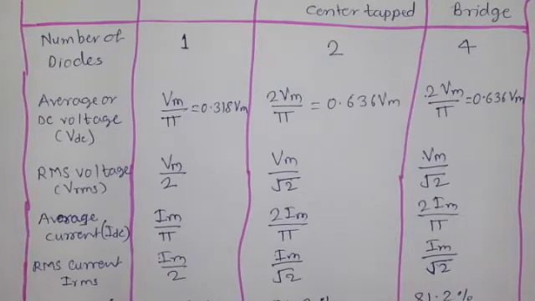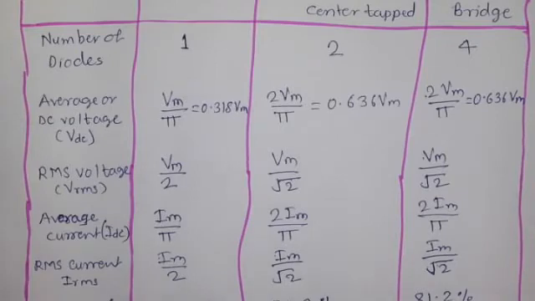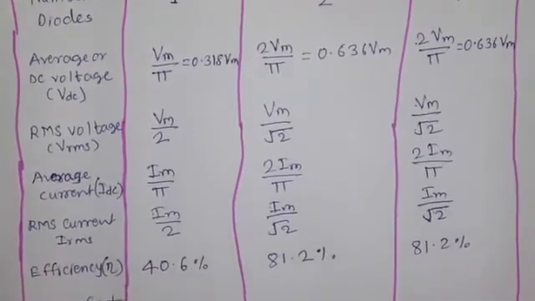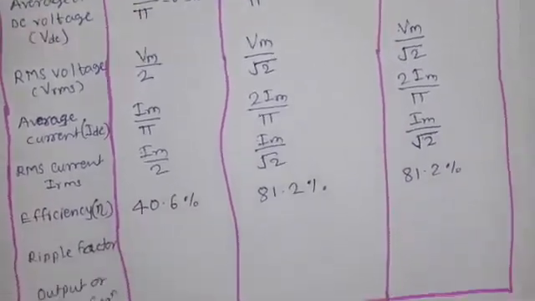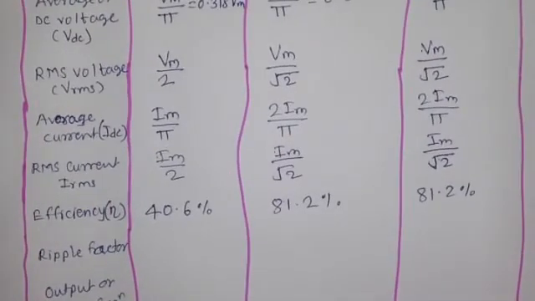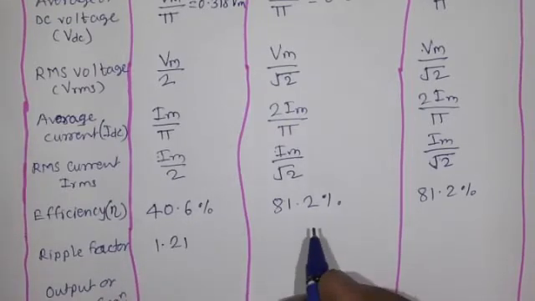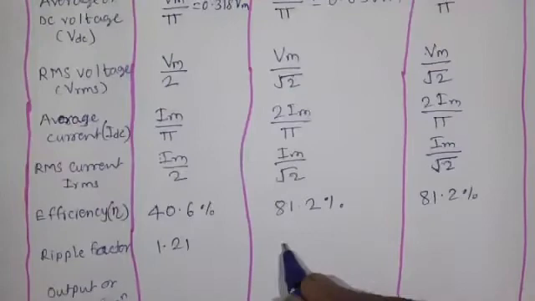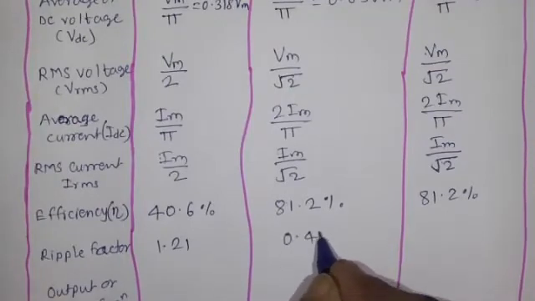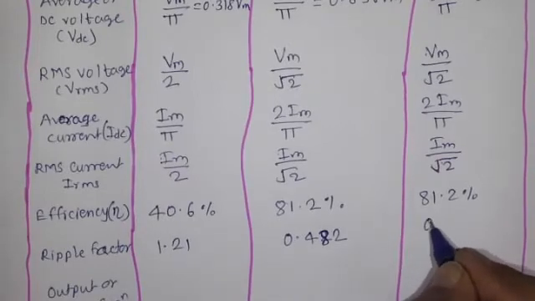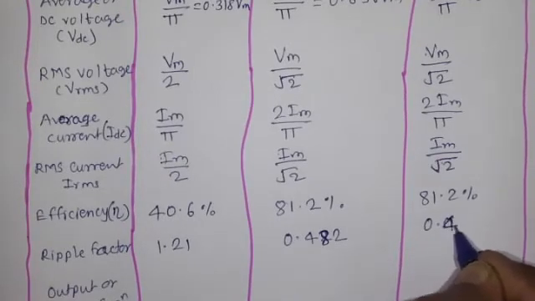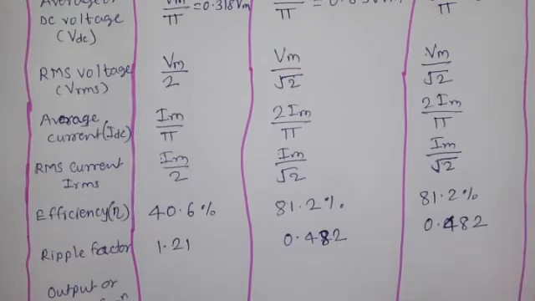Then the ripple factor. The value of ripple content should be higher for the half wave rectifier, and its value should be 1.21. For the full wave rectifier, its value should be 0.482.